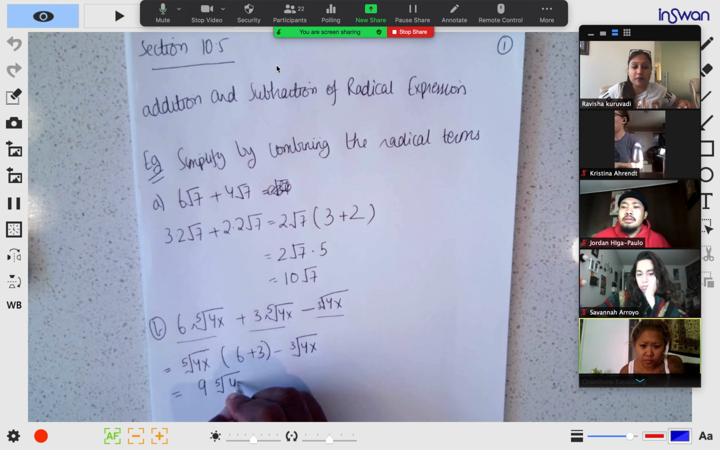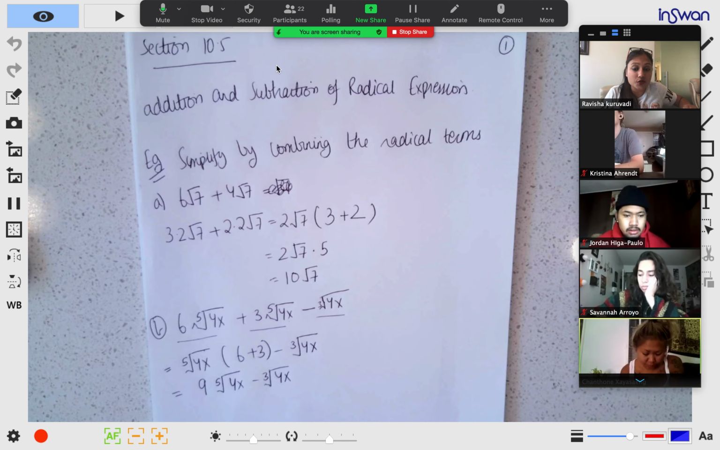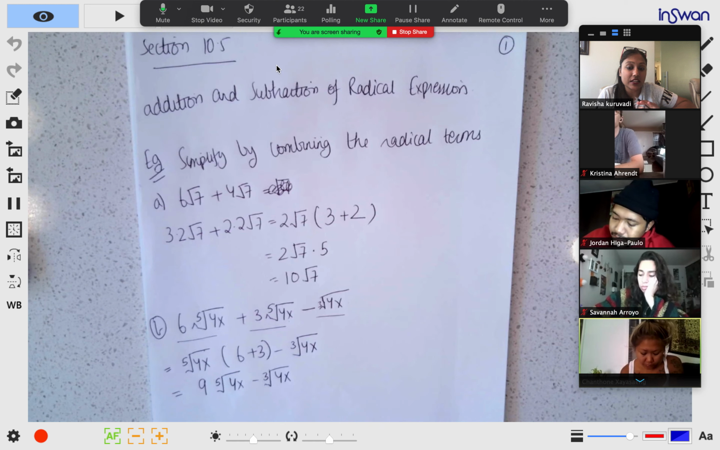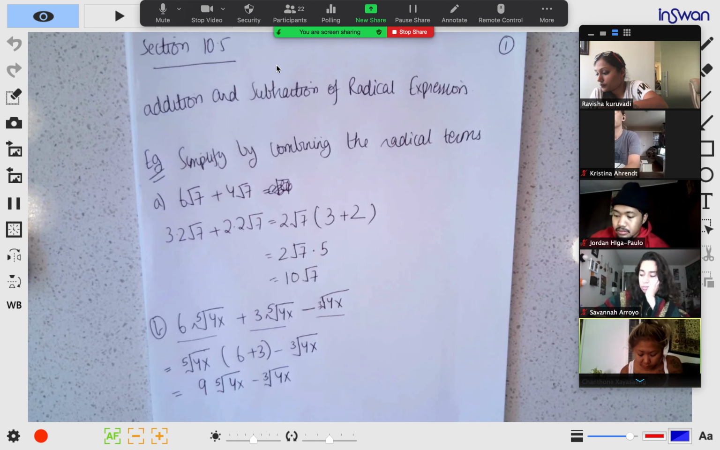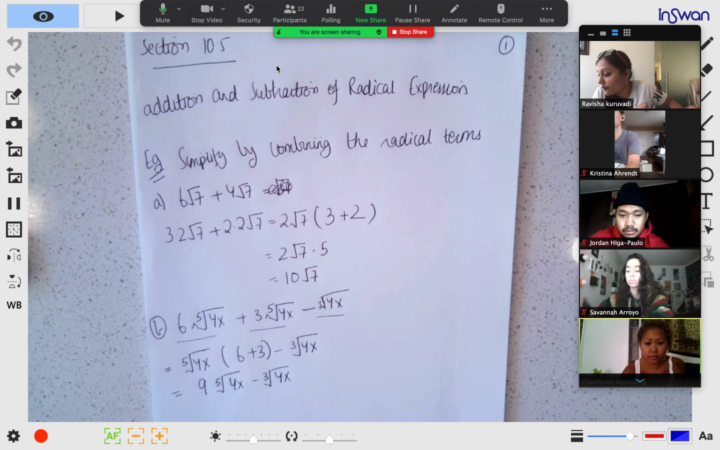You cannot combine them if the roots are not the same. Fifth root and third root are different. You cannot combine them in case of addition and subtraction. In case of multiplication and division you can, but not in addition and subtraction. So you would just leave the answer like that? Yes. Try this problem yourself, everyone.